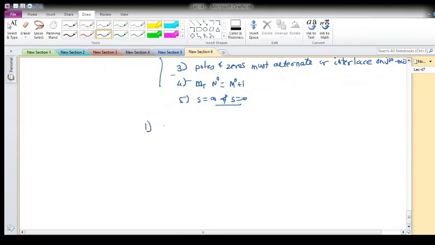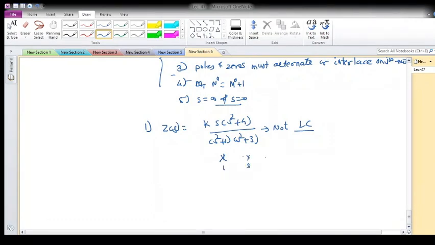Okay, now with this let us check whether it is really an LC immittance function or not. So suppose Z of s is k into s square plus 4 divided by s square plus 1 and s square plus 3. Okay, so you can say that this is not LC. Why? Because the poles and zeros are not interlaced, are not alternate here. Because see here, the pole is at 1, the second pole is at 3, and the zero is at 4. So this is not correct. So no interlace of poles and zeros.